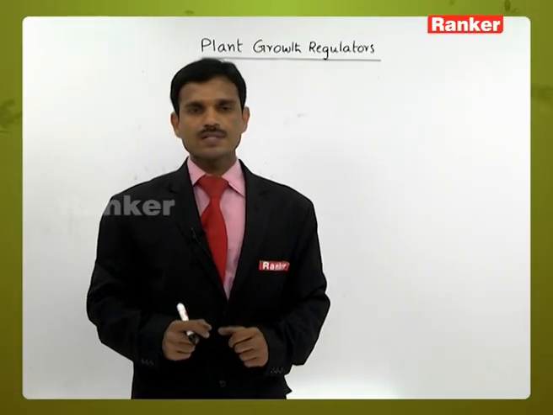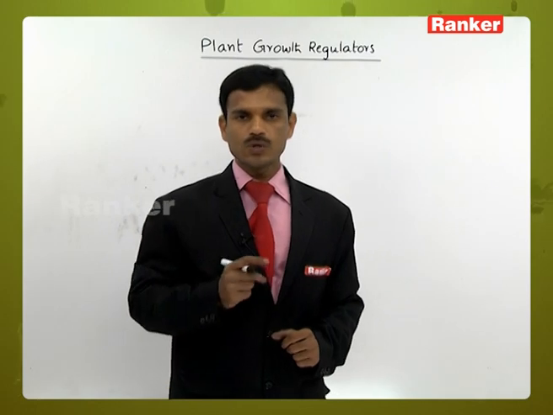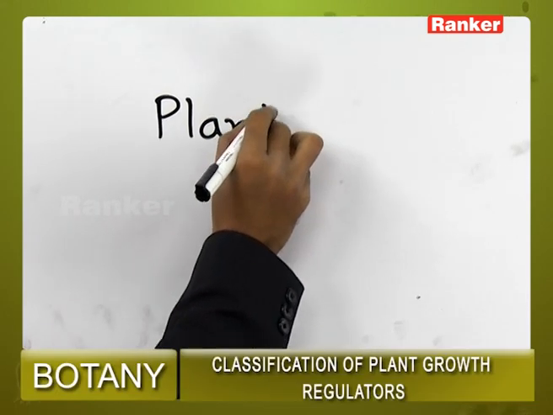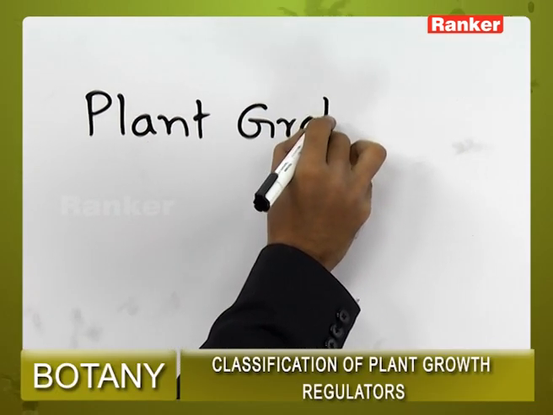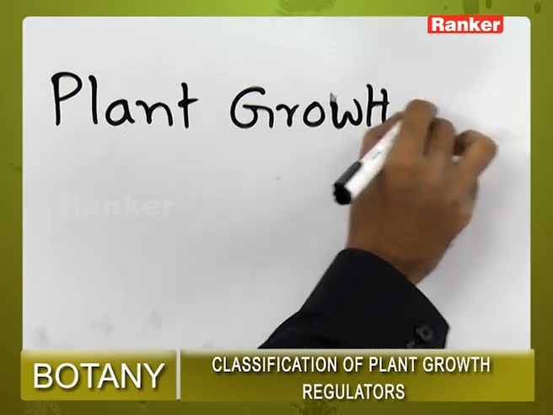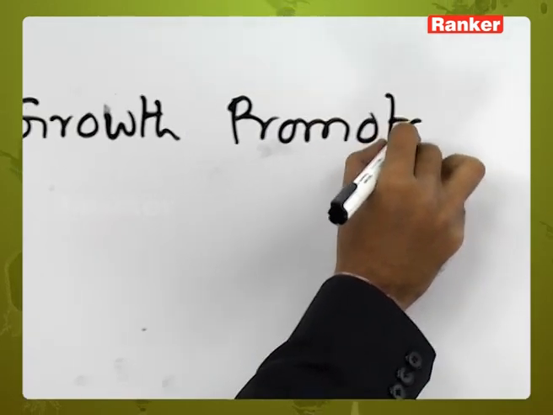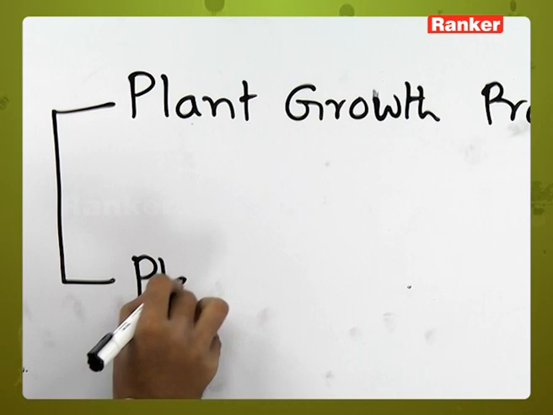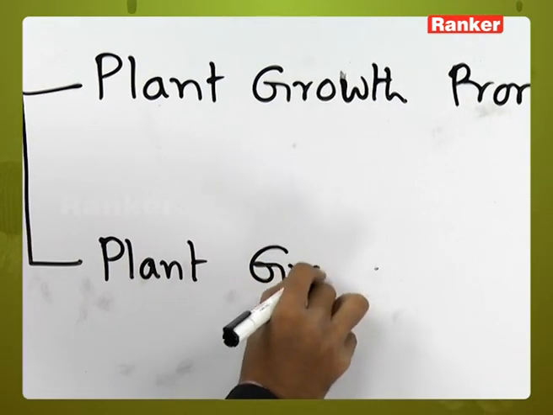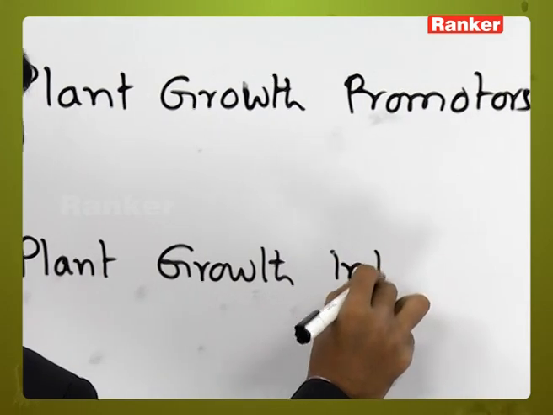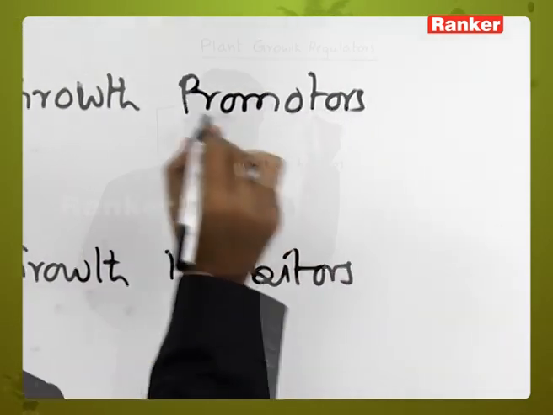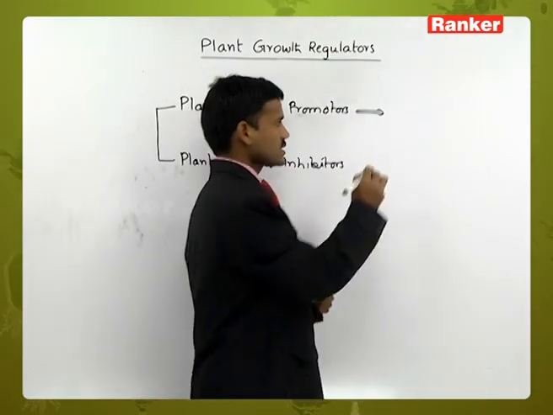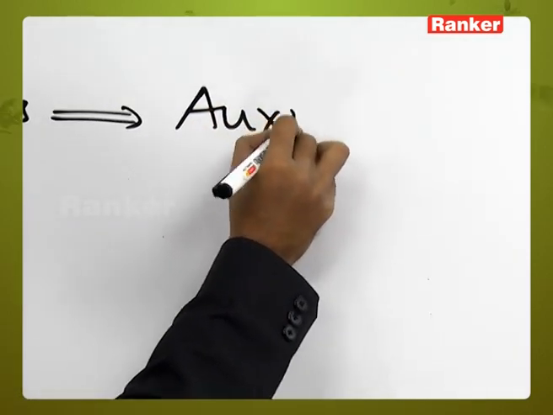Plant growth regulators were classified into two types. First one is plant growth promoters and plant growth inhibitors. Plant growth promoters, so they are promoting the growth. Here auxins, gibberellins and cytokinins.